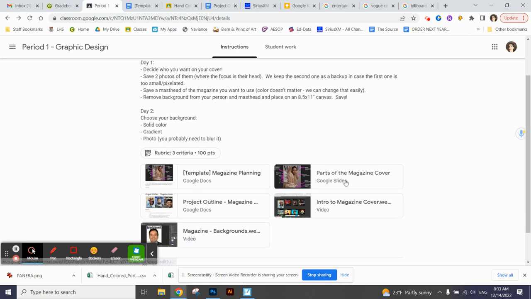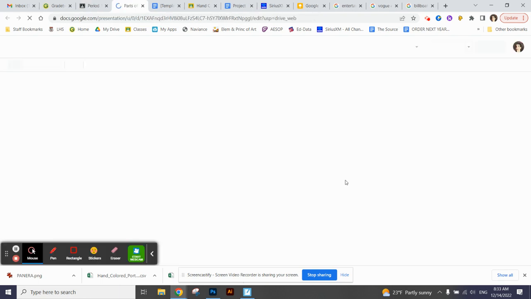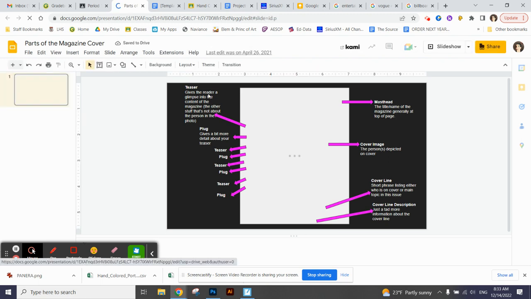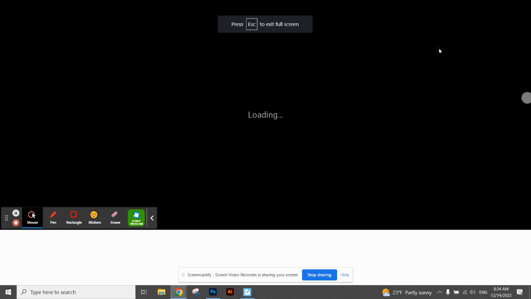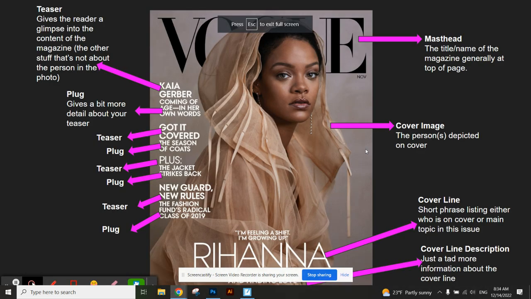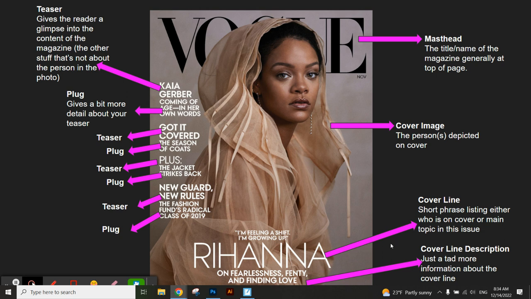So right here, I have the parts of the magazine cover, and I made a big diagram, basically, of what all the different parts mean. So let's blow this up a little bit. We talked about how the person in the middle is the cover image or central image. We talked about the masthead already. So all these little text doohickeys have little names.